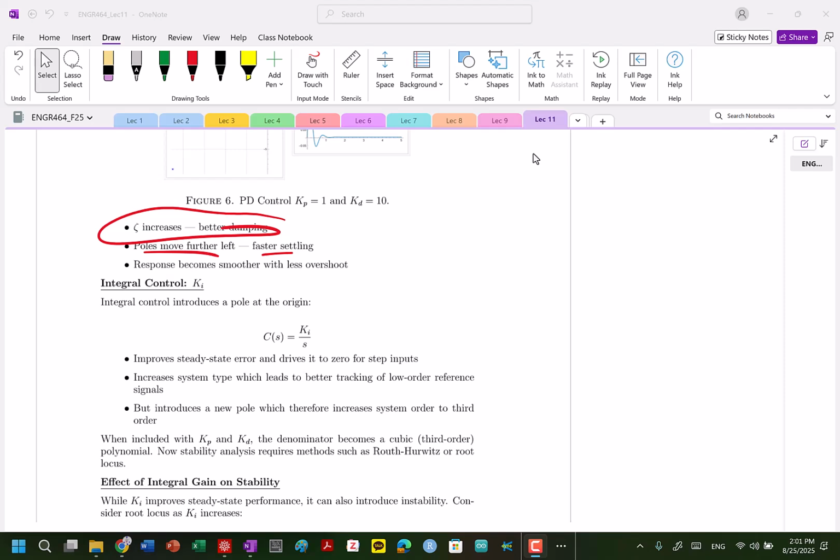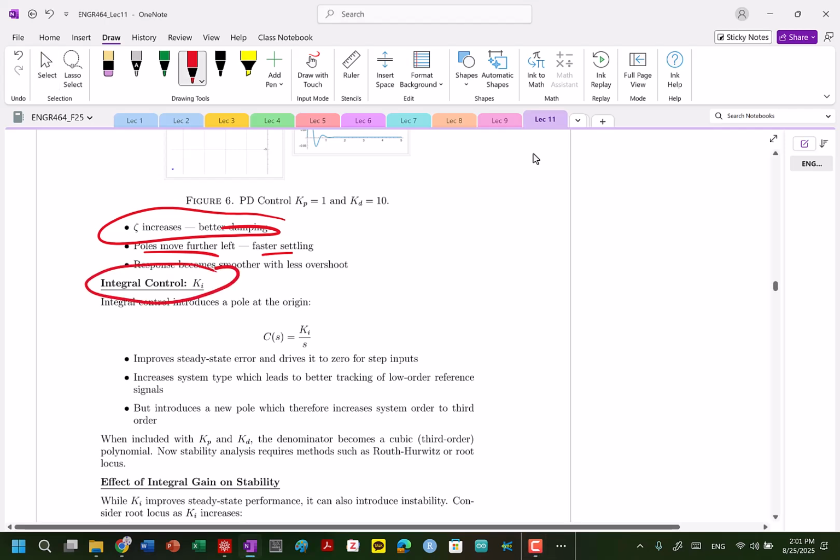So we've done proportional control, we've done derivative control. Now what's left is integral control. And integral control is unique because integral control will immediately place a pole at the origin, right? We can kind of see that right here.